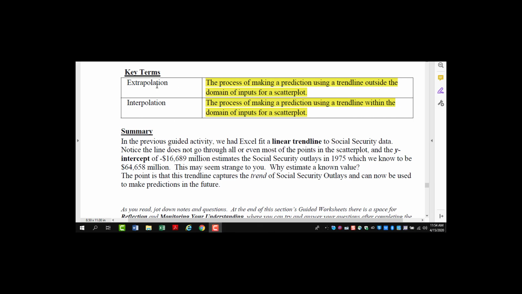Our last objective here is on extrapolation versus interpolation. Extrapolation is the process of making a prediction using a trend line outside the domain of inputs for the scatter plot. In other words, with Social Security, we looked at data that was predicting outside of the range that we had data for, and that's an extrapolation. An interpolation is just making a prediction within the data that we had. So if we didn't have an exact data point, say for Social Security in 1982, finding that number would be an interpolation.